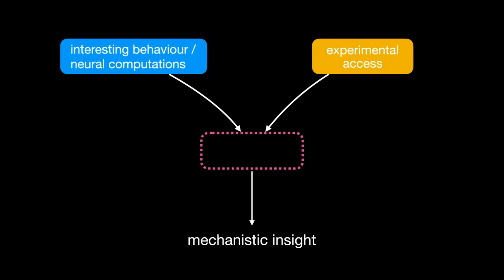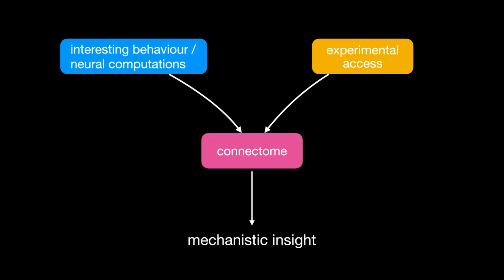So we have interesting behavior and interesting underlying computations that we might want to investigate. And we have the experimental access. So now we need something to tie this together, right? How can I come up with a circuit hypothesis that I can then experimentally test or model? And this is where the connectome comes in, or connectomes in general.